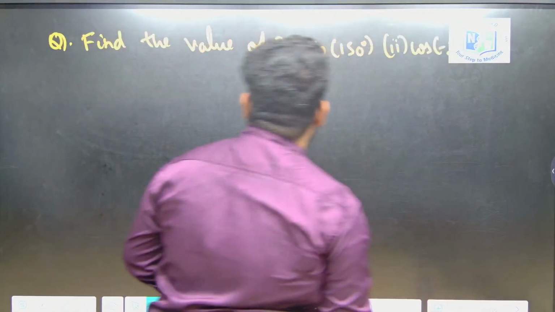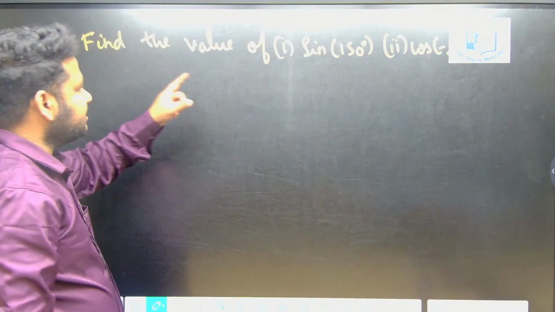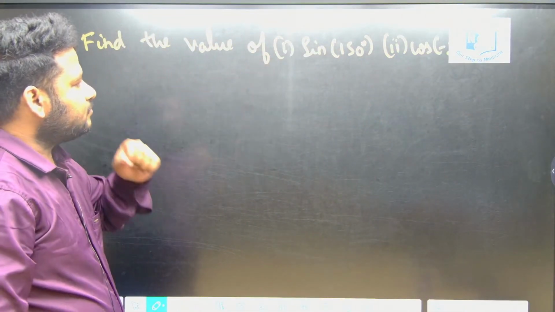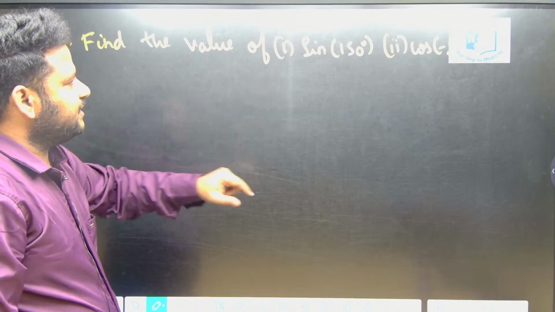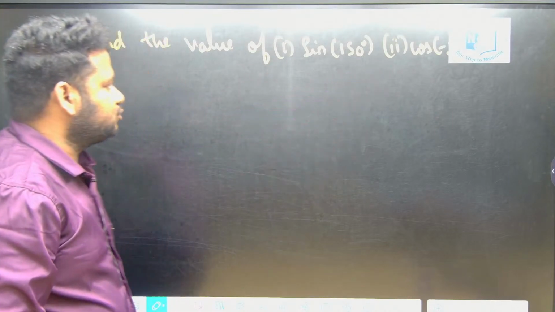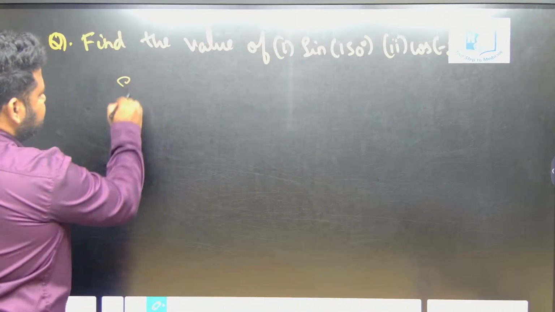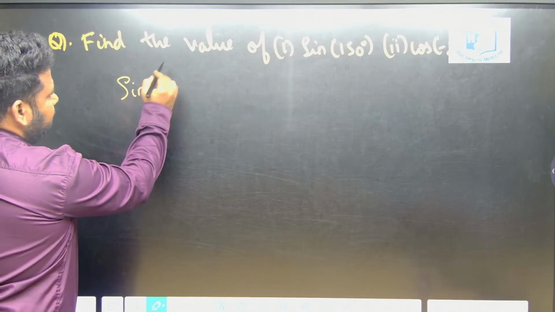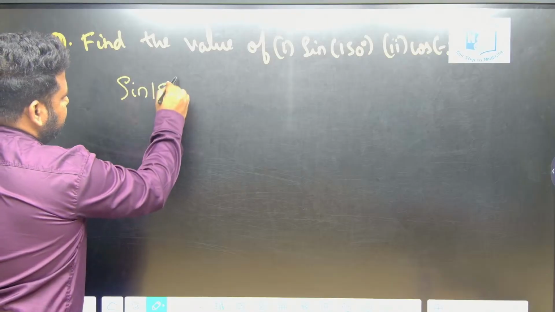Let us take some examples to understand. So they are asking us to find the value of sine 150 degree, and the next one is cos minus 225 degree. So see here, sine 150 degree, we have to find out the value.